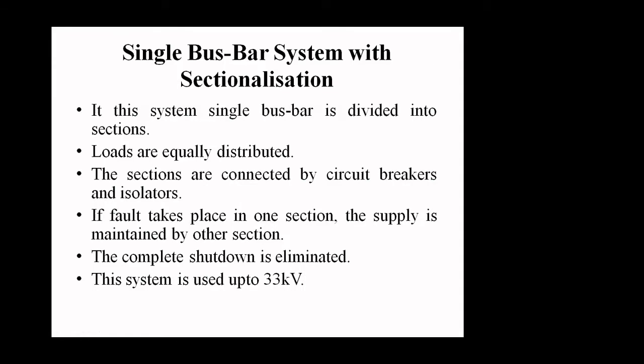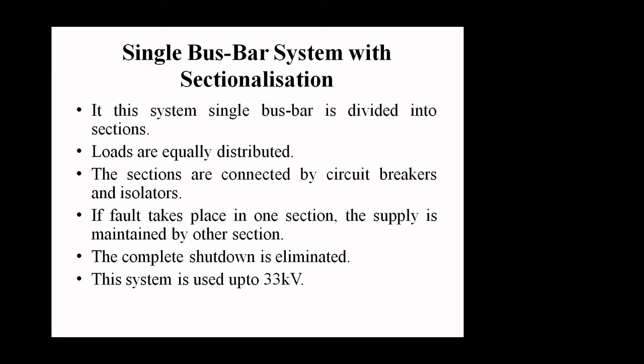Single bus bar system with sectionalization. In this system, we have single bus bar, but it is divided into sections. Loads are equally distributed in each section. So if you have two sections and there are two incoming lines, one incoming line will be connected to one section and the other incoming line is connected to the other section. If we have four outgoing lines, then two outgoing lines will be connected to one section and another two will be connected to the other section.